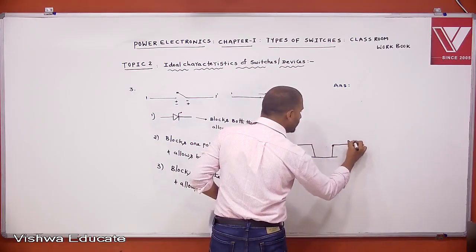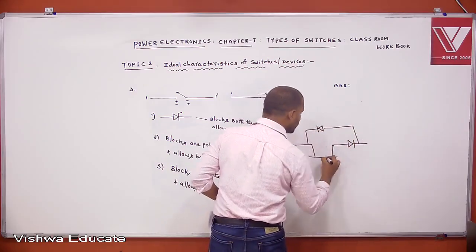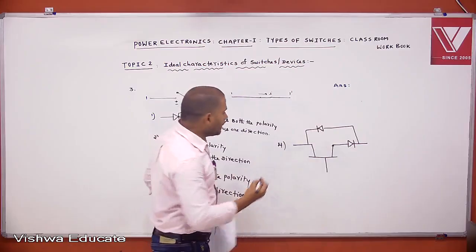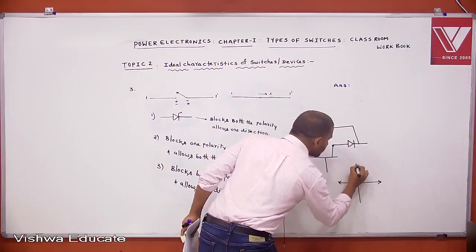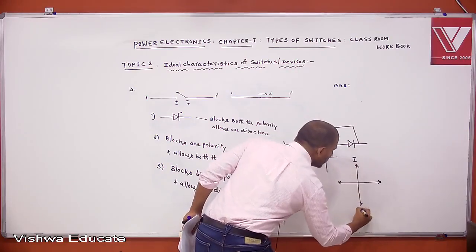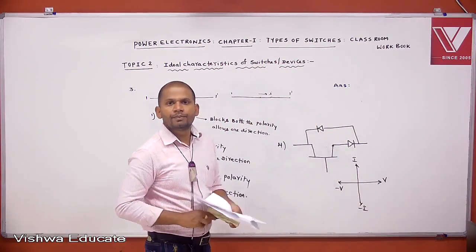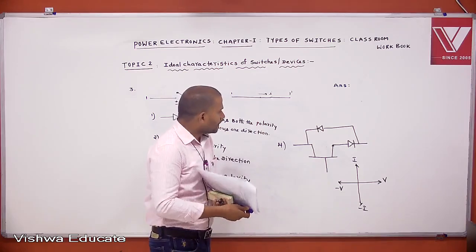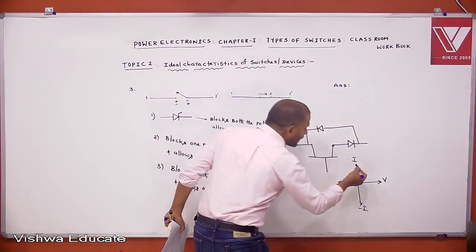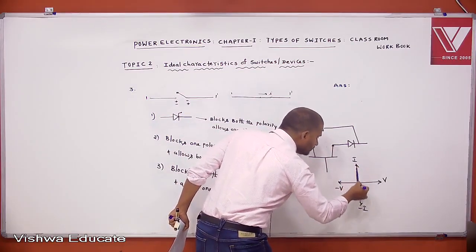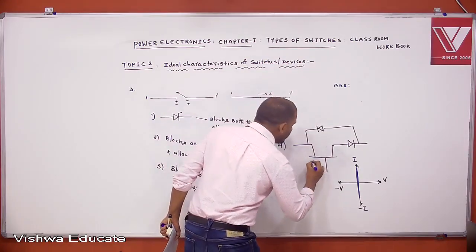With a series diode, with anti-parallel diode. This is the fourth one. Can you draw the characteristics for this one? This device. Try this. This is I, this is minus I, this is V, and this is minus V. Can you try this one? Because of the anti-parallel diode, it allows both the directions. Correct? Yes.